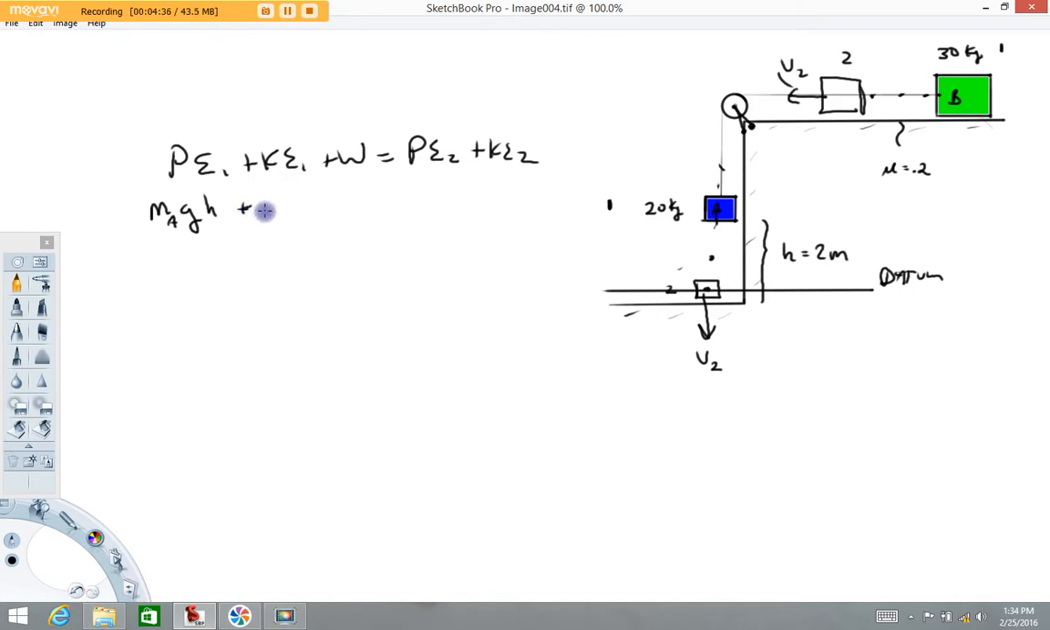So that term, the PE1 term, done. The KE1 term is 0 if the system starts from rest. I'm going to hold off on the work term and do that last.